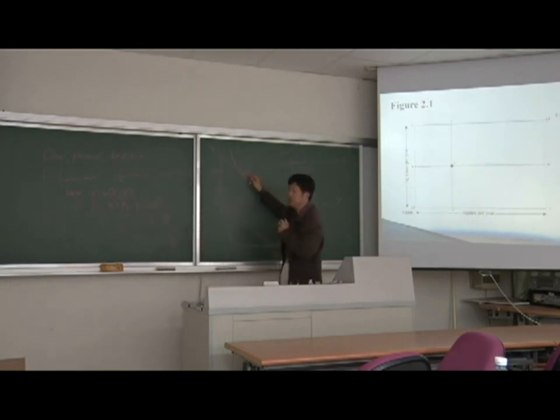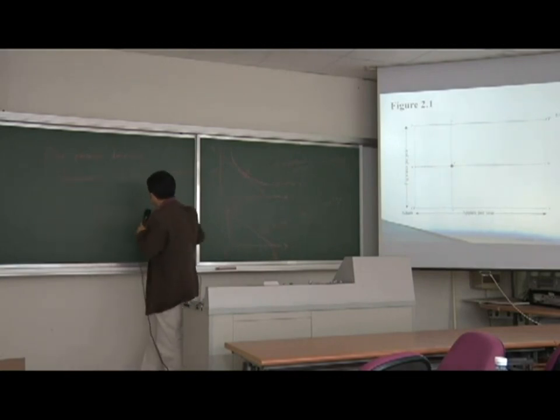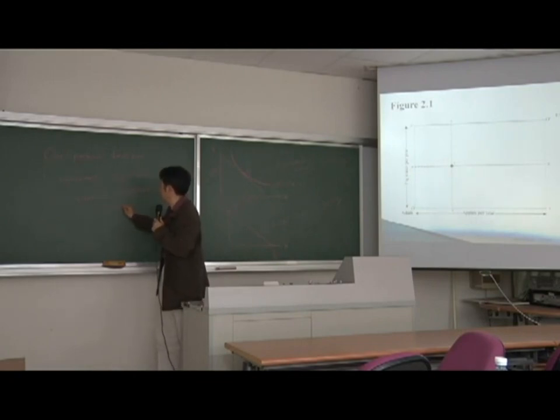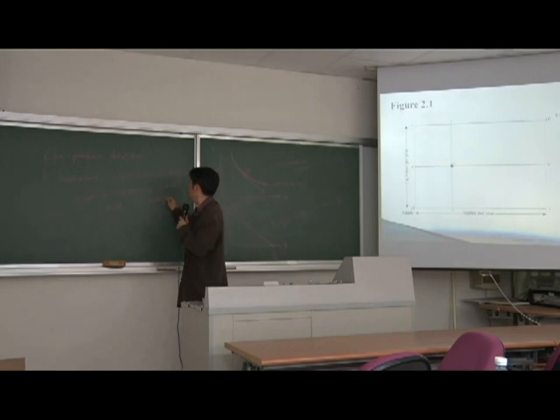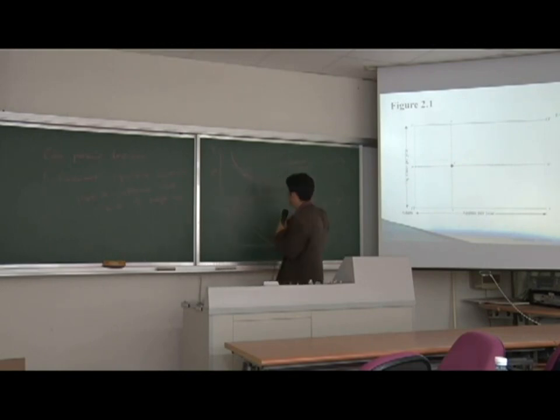So at this point we can find the slope. You can find the slope of the indifference curve equal to the slope of the budget line. Can you understand? So how to find the slope of the indifference curve? If you learned calculus before, it's easy.